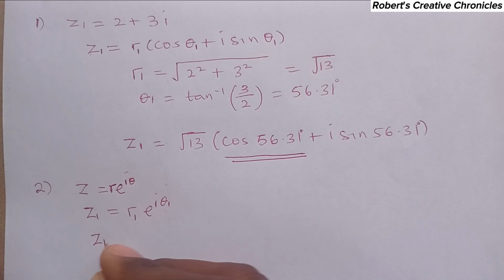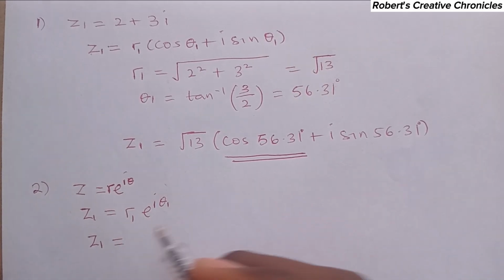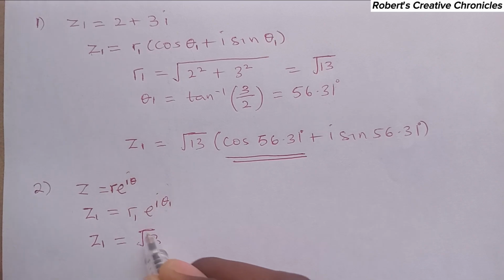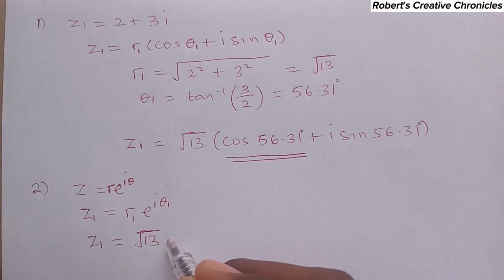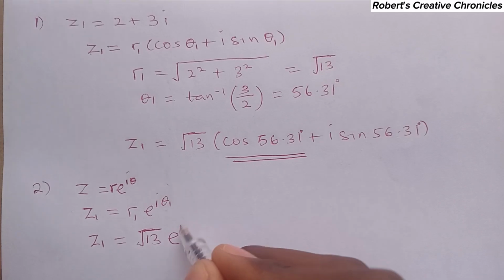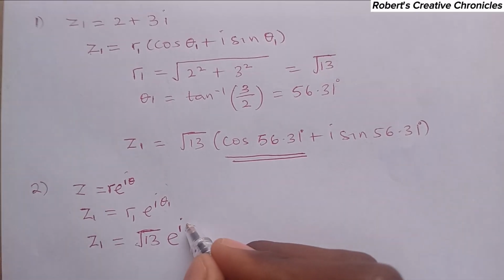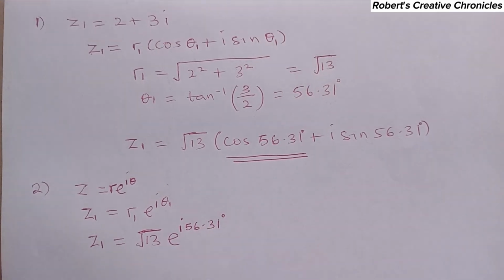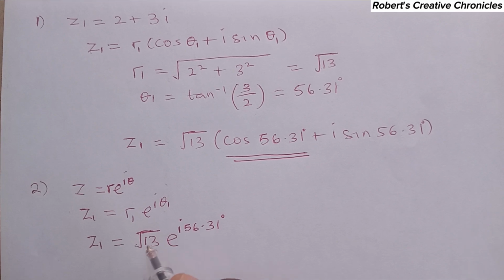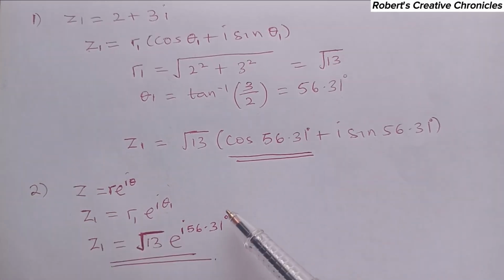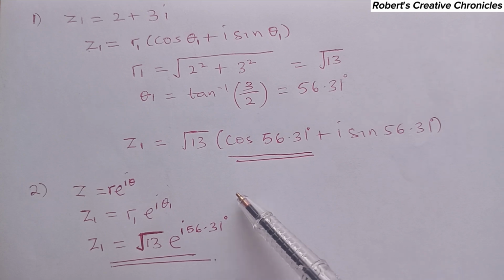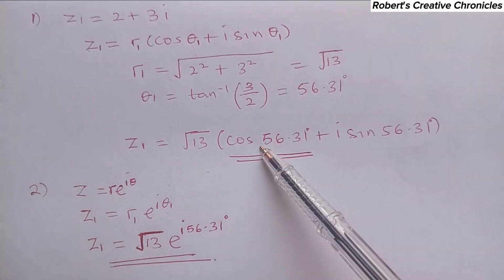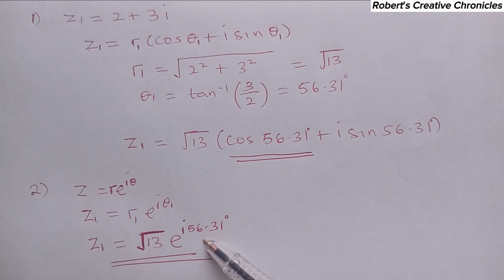So z1 now will be equal to what? Root 13 exponential i, then what's theta 1? 56.31 degrees. So this is the final answer. So we have successfully expressed this complex number z1 in polar form and in exponential form.